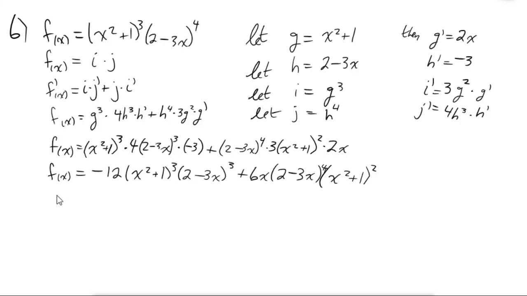Finally, this isn't a necessary step, but it's a good step to do. I look for common factors. So I have a negative 12, positive 6. I have x squared plus 1 and 2 minus 3x in all of my terms. So I am going to be taking out a factor of negative 6. And then my greatest common factor is going to be x squared plus 1 to the power of 2, and my greatest common factor of the other one is 2 minus 3x to the power of 3.